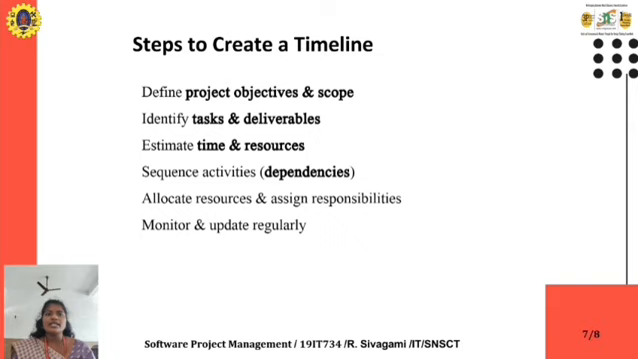The next one is sequence activities. Allocate the resources and assign the responsibility, then monitor and update regularly. Monitoring is the most important thing in our project. Not only in a project, but whenever we do anything, we should monitor that task or module. Without monitoring, nothing will come out perfect. So monitoring is the most important thing, and then update regularly to our stakeholders.